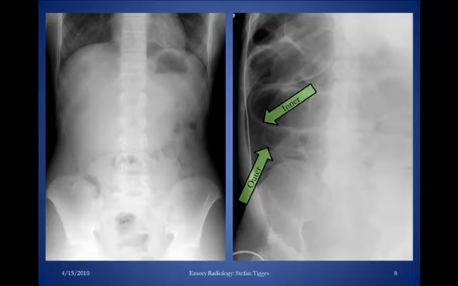Why can you see the outside of the bowel here? Because you've got air in the peritoneal space. And this is known as Rigler's sign. So normally you can only see the inner wall of the bowel. If you can see both the inner and the outer wall of the bowel, that's because you've got air both inside and outside the bowel. And obviously that's going to be a finding that is diagnostic of free intra-abdominal air.